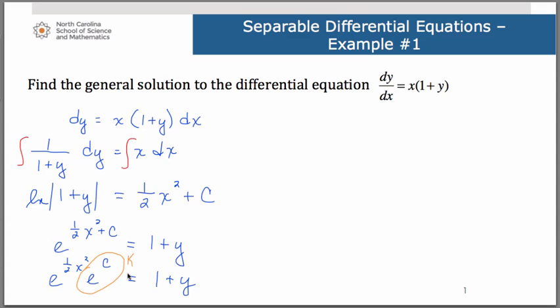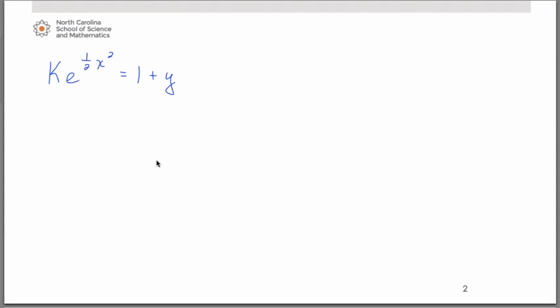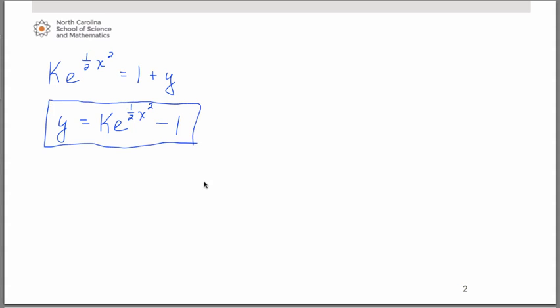So rewriting this equation, substituting K in place of e to the c, I would get K times e raised to the 1/2 x squared equals 1 plus y. I now easily can solve for y by subtracting 1 from both sides. And I now have my general solution to the differential equation.